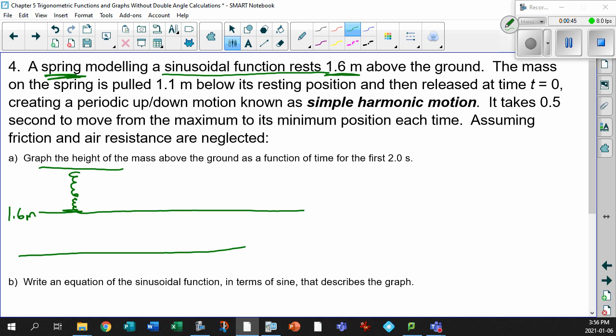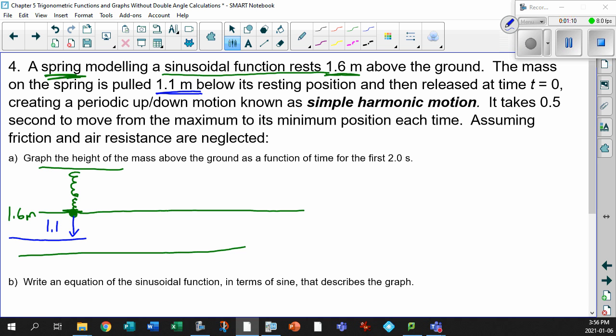Sweet. Okay, now you're going to put a mass on the spring. Okay, so obviously this spring goes to church. Mass, get it? Yeah. Okay, anyways. All right, so you're going to put a mass on this, and then this thing is going to pull it down 1.1 meters. So it's pulled 1.1 meters below its resting point. So guess what? You just figured out the amplitude.